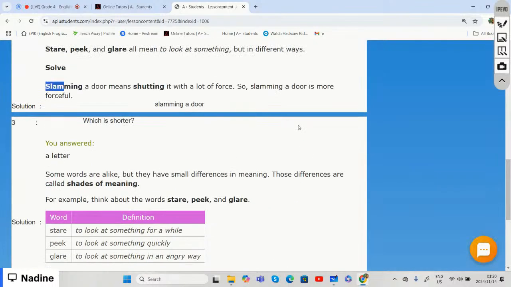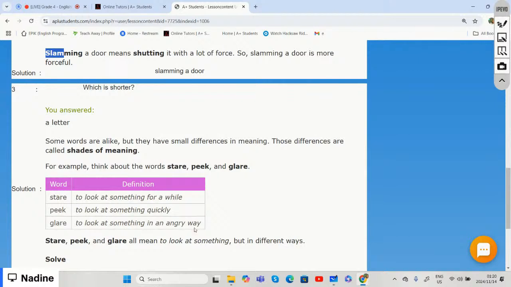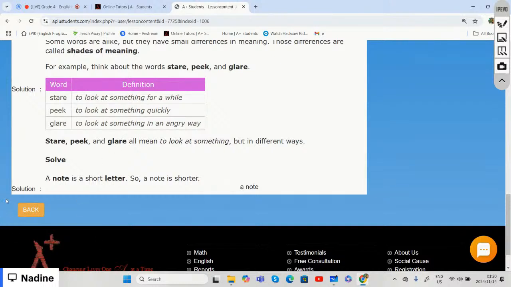All right. So we need to say which one is shorter. Is it writing a letter or just writing and sending a little note? Yes, slamming. So which one is forceful? If we write a little note compared to a letter, which one is shorter? Is it a note that I were to write or a letter?